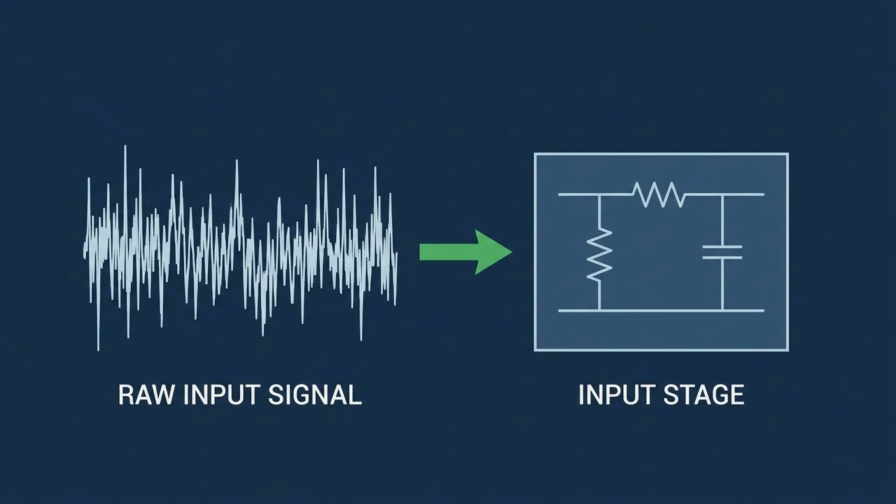Signals by themselves are only half of the story in engineering. Every signal eventually passes through a device, circuit, or process that changes it in some way. Understanding how systems transform signals is one of the most important foundations of signal processing and RF engineering.